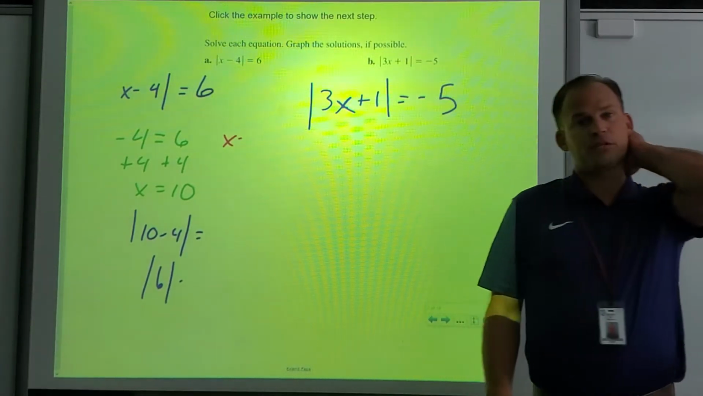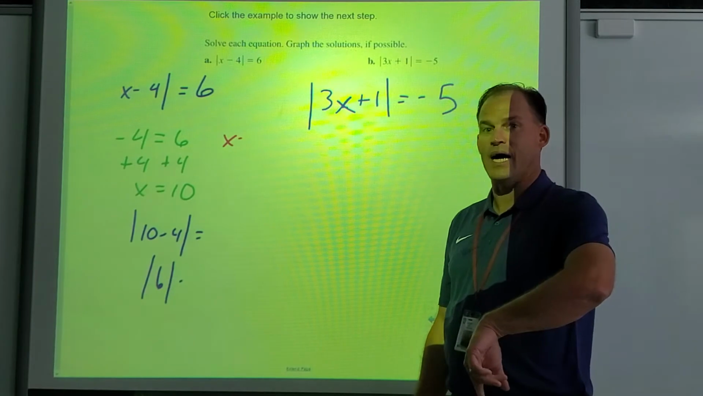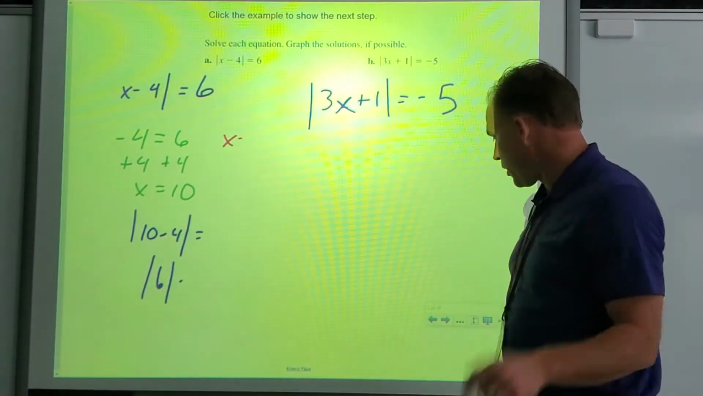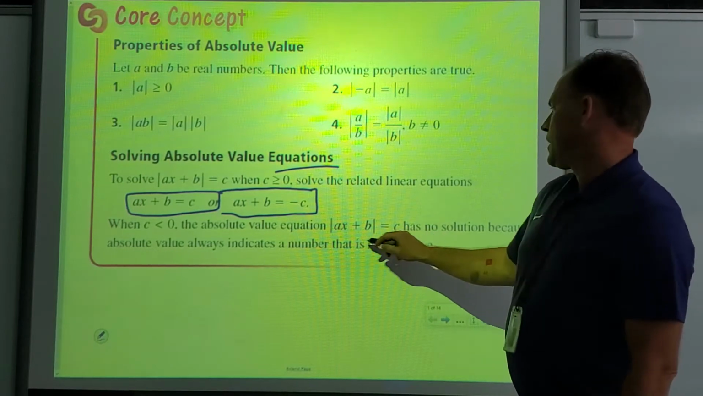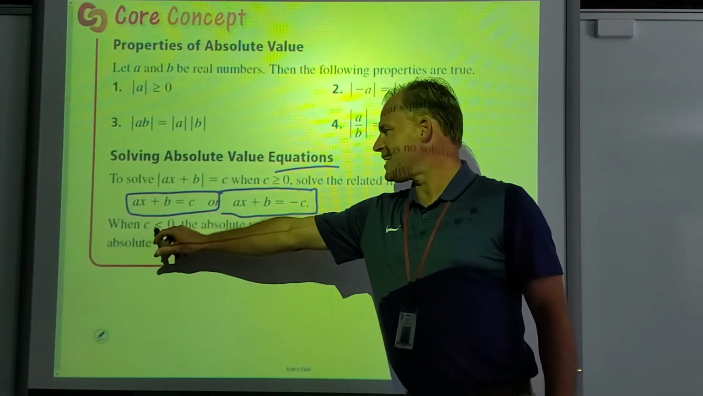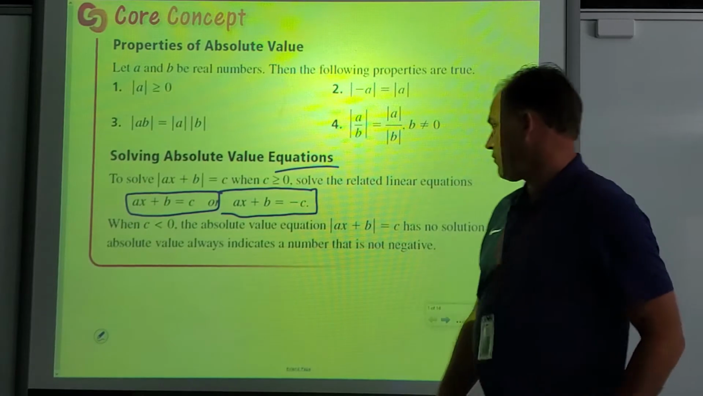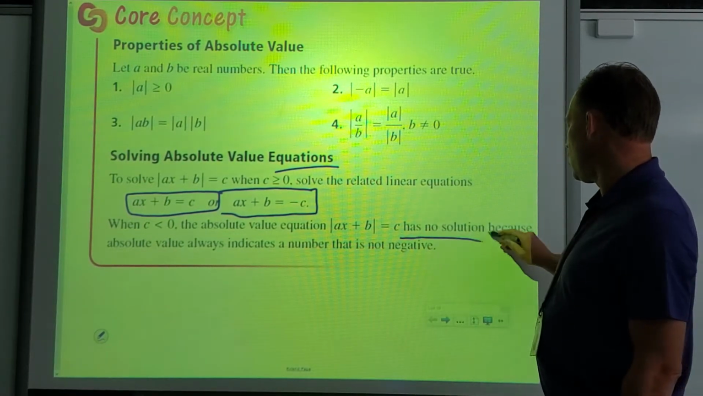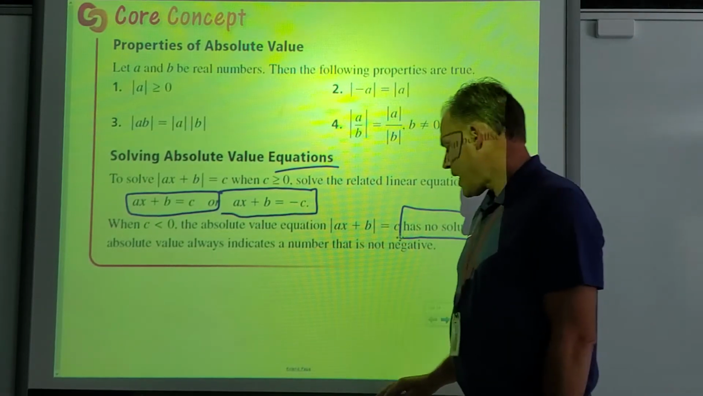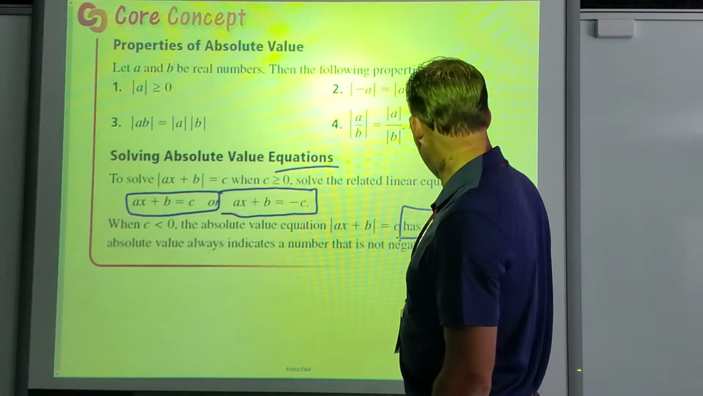Absolute value of 3x plus 1 equals negative 5. Now, if you were reading carefully on the previous screen, it says when C is less than 0, so when C is negative, the absolute value has no solution. Has no solution. Okay? So what does that mean?